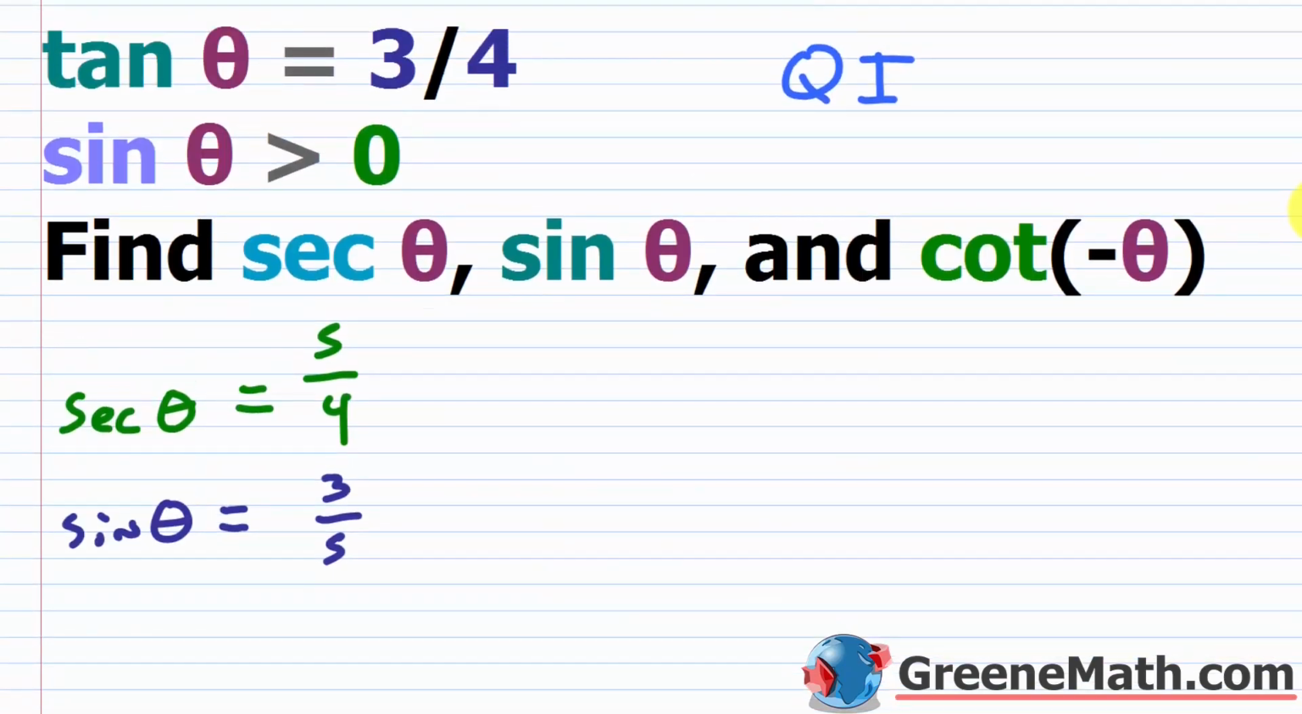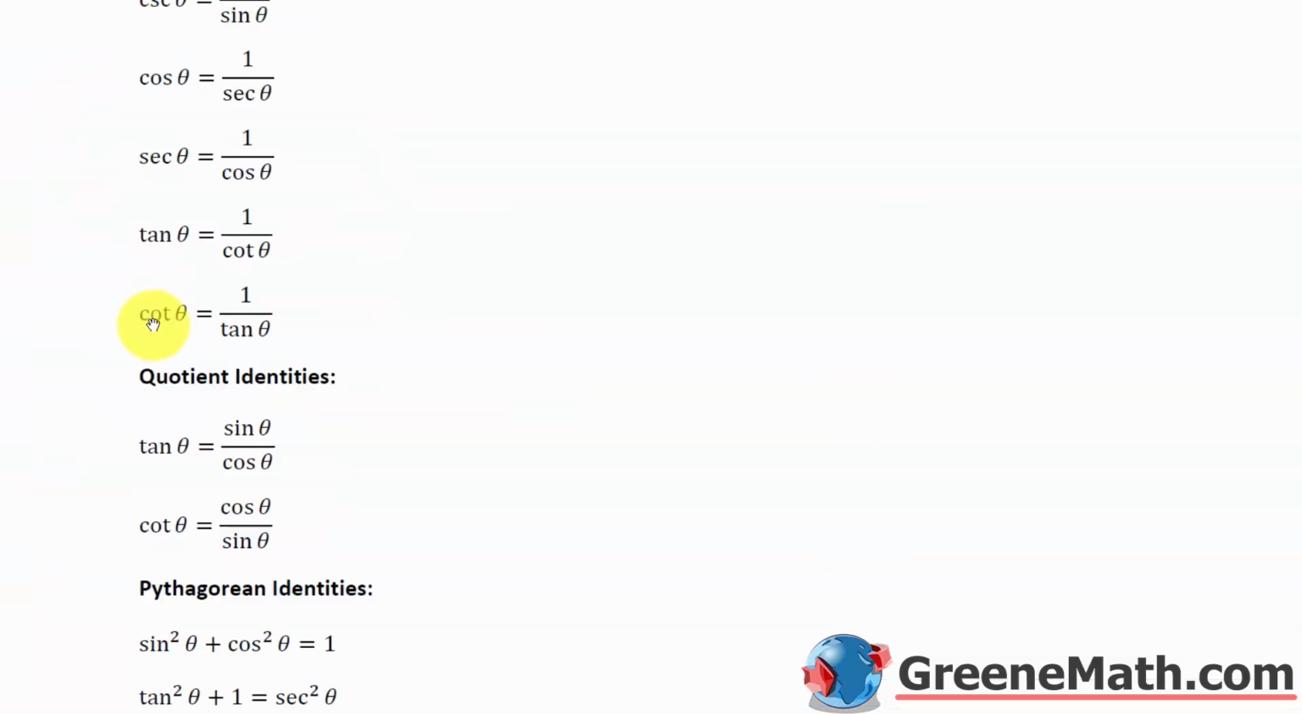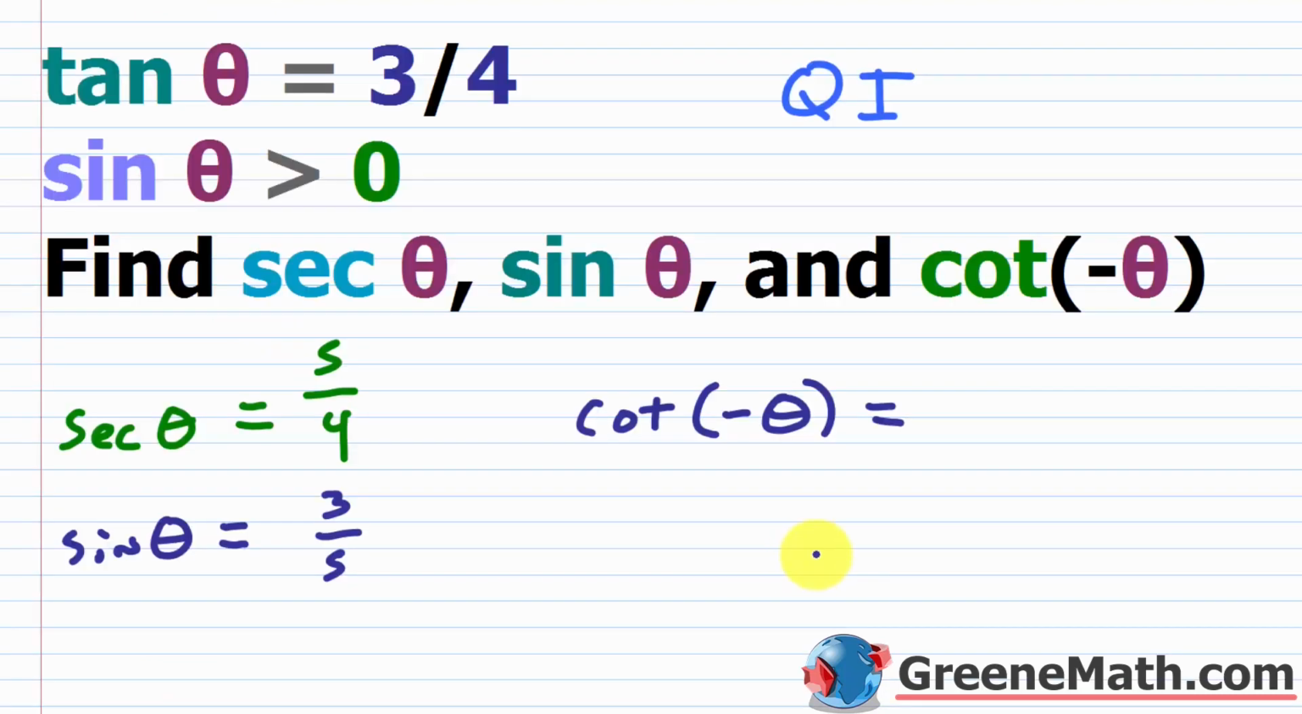Okay, for the last part of this problem, we're asked to find the cotangent of negative theta. So for the cotangent of negative theta, let's just pop open this cheat sheet again. We can see the cotangent of theta is 1 over the tangent of theta, okay? So I could say this is 1 over the tangent of negative theta. I'm given that the tangent of theta is 3/4, but I want the negative of that. Remember, you can pull the negative out. We saw that earlier. So this is going to be equal to 1 over the negative of 3/4, okay?